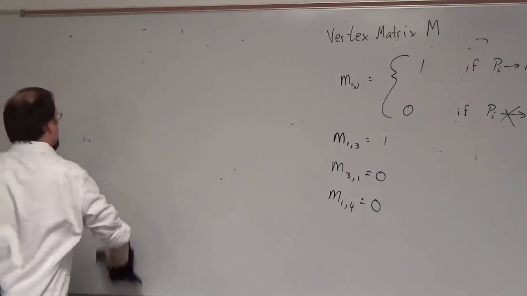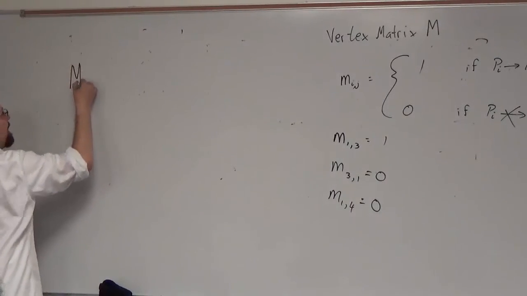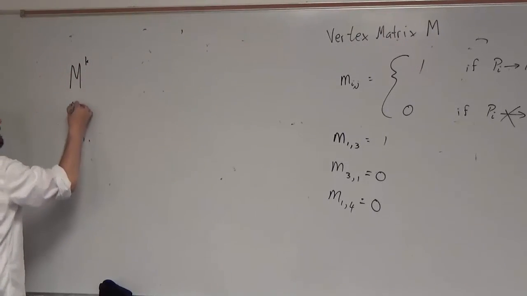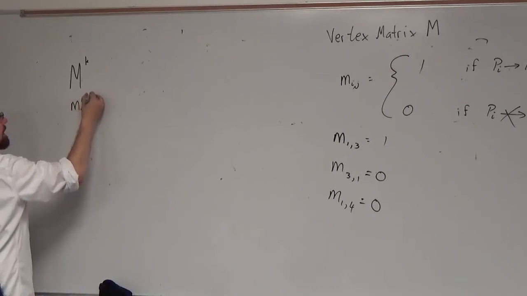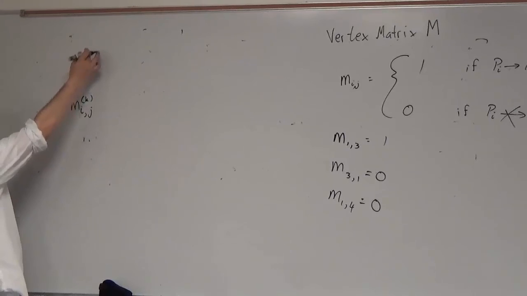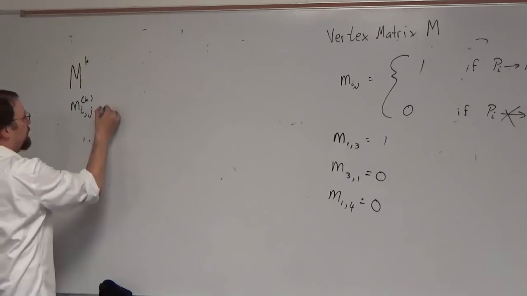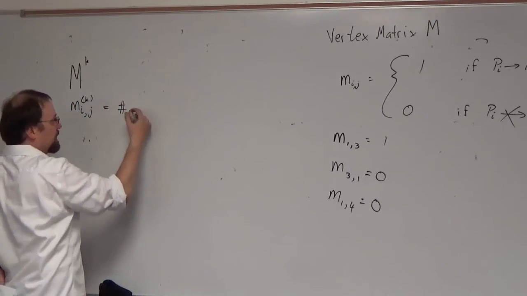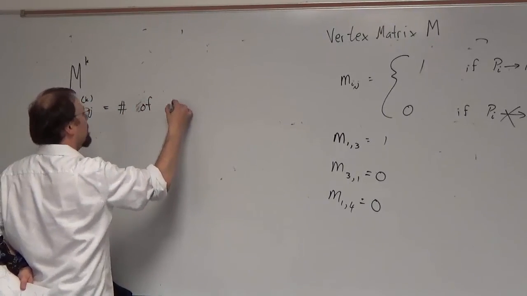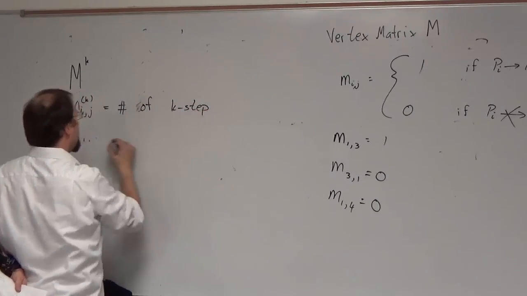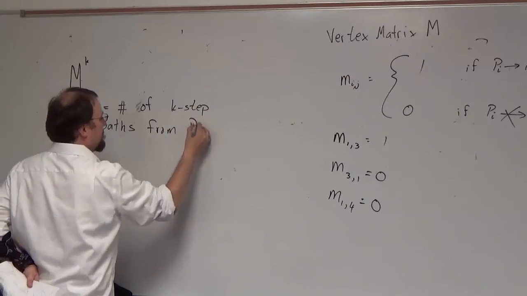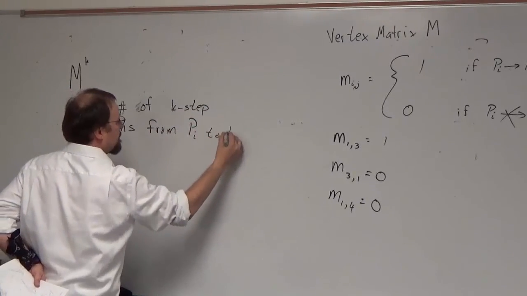So in general, how do we define M to the power k? It consists of entries. You write the ij entry of the matrix M raised to the power k, and this tells you the number of k-step paths from vertex i to vertex j.